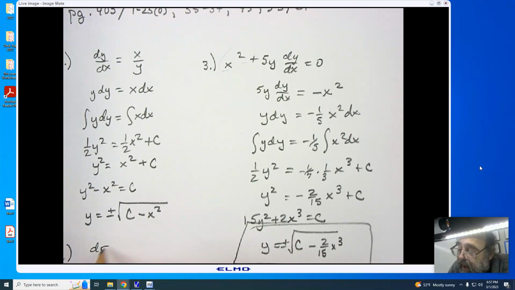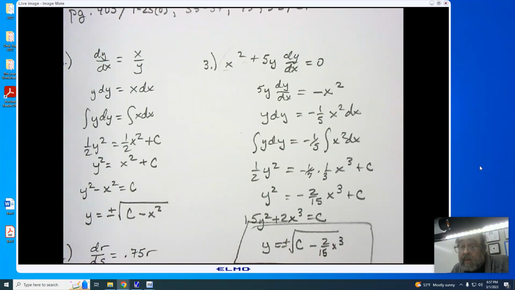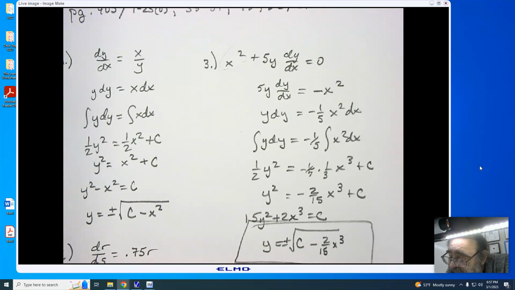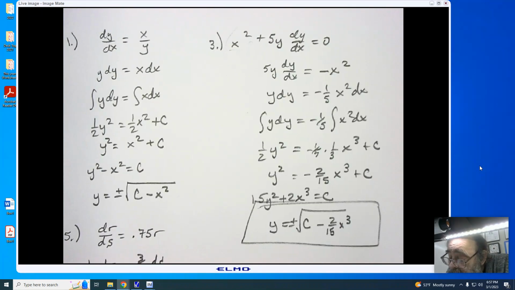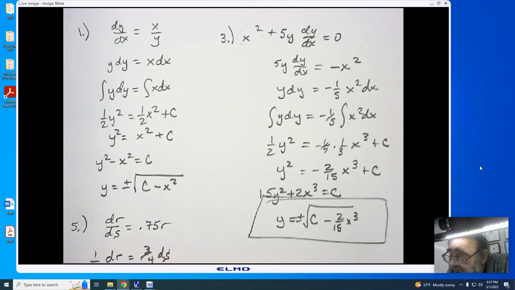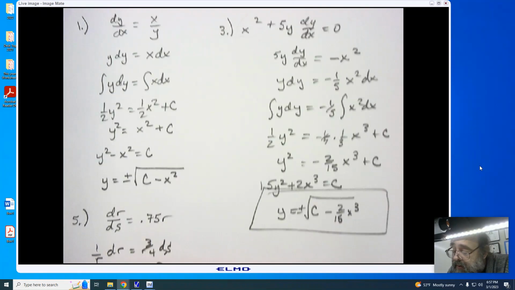Going to number 5. They give you different letters. dr/ds is equal to 0.75 r. Now, I don't like the decimals. I can leave it there, but I'm not. I'm going to go ahead and make it 3/4 so that I end up with dr times 1 over r equals 3/4 ds. I'm now going to integrate 1 over r dr is equal to 3/4 the integration of ds.